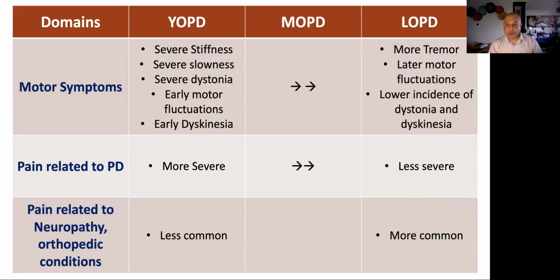This is, again, very important, and I commonly see in my clinic that pain related to Parkinson's disease without any other disorders is significantly more severe in young onset than in late onset. But pain related to neuropathy and orthopedic conditions, hip conditions, knee conditions, ankle conditions, is significantly more common in the LOPD group. And this just harkens back to the lecture I gave a couple, 2-3 months ago on pain, in which we talked about different kinds of pain in Parkinson's disease, pain directly related to Parkinson's disease versus pain in Parkinson's disease from other causes.